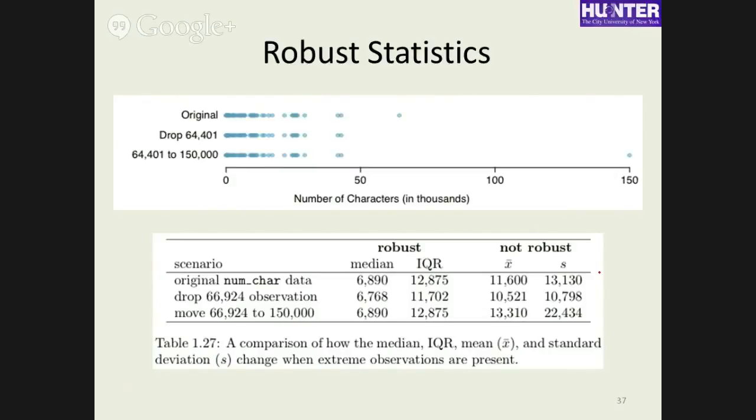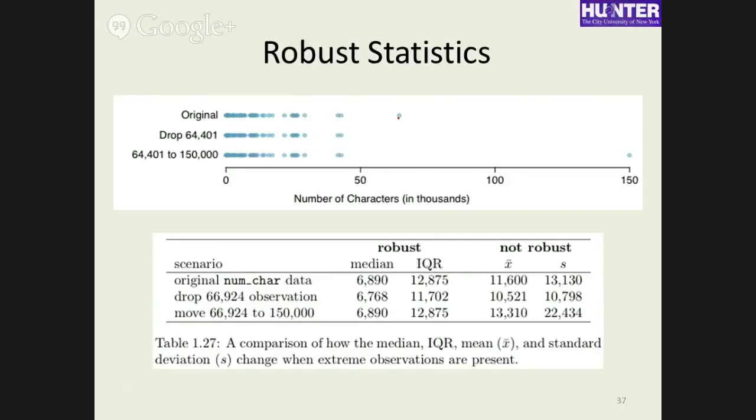And we have a slide on robust statistics. So here are the number of characters in these 50 emails, courtesy of the NSA. In the original data set, there was one that had about 60,000 characters in it.